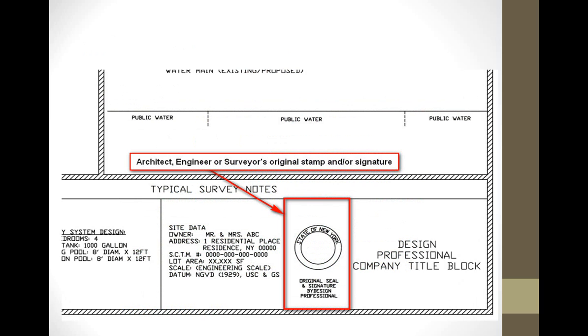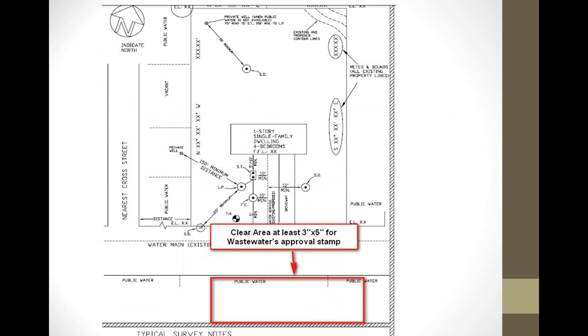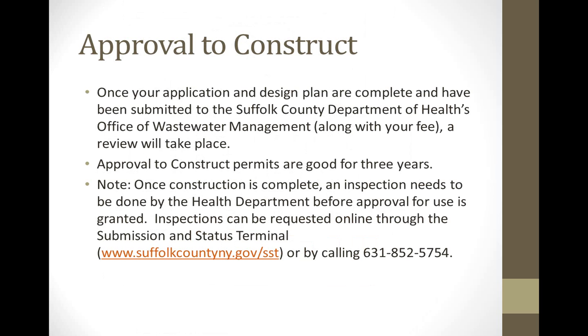All submitted design plans should contain the architect, engineer, or surveyor's original stamp or signature. These plans should also have a clear area at least 3 inches by 5 inches for the department's approval stamp. Once your application and design plan are complete, you should submit to the Office of Wastewater Management along with your fee. Once your application is approved for construction, you have 3 years to construct your sewage disposal system.